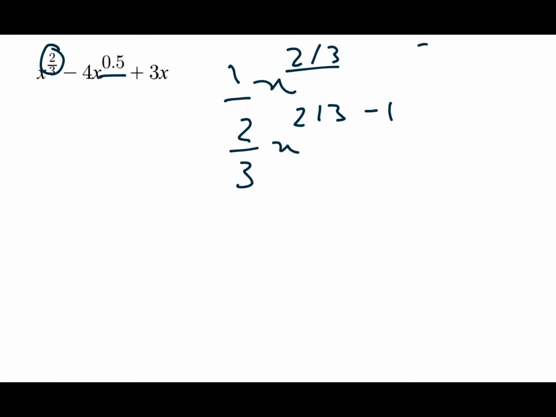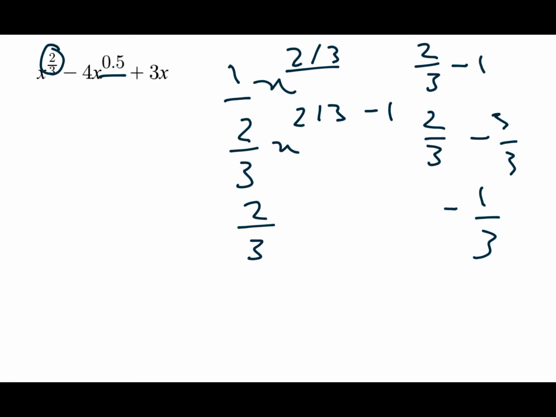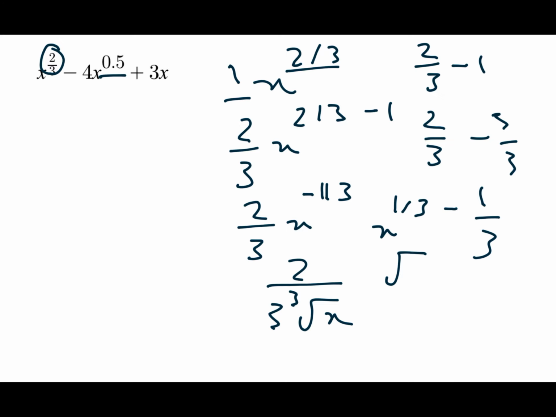So 2/3 minus 1 is what? Is equal to negative 1/3, right, guys? So that would mean that it would be 2/3 x to the power of negative 1/3. And if you want to simplify that even more, we could just do 2/3 over the cube root of x, right? So when we take anything to a fraction exponent, the denominator of the fraction is what the root is. So here it'd be cube root.